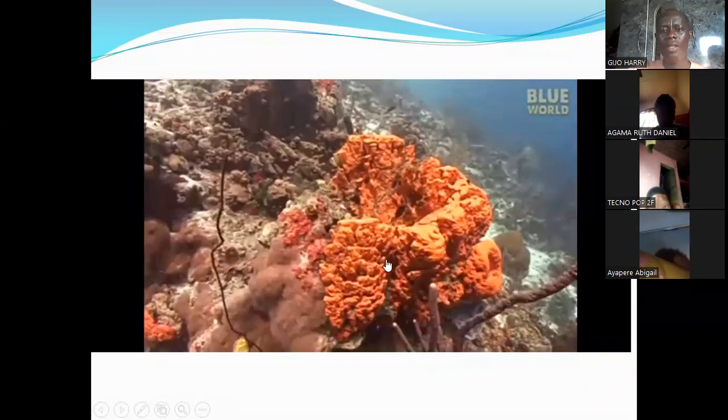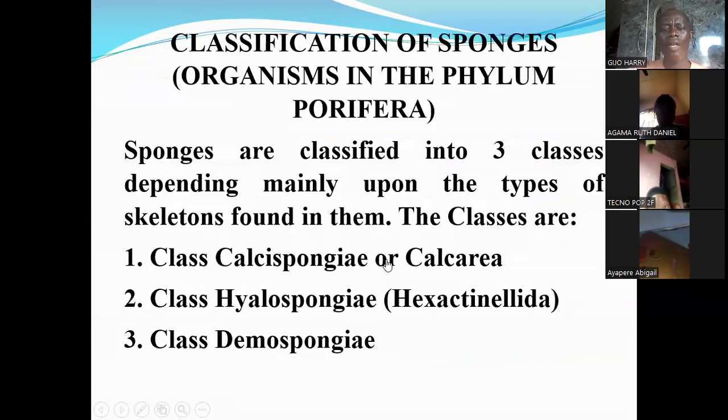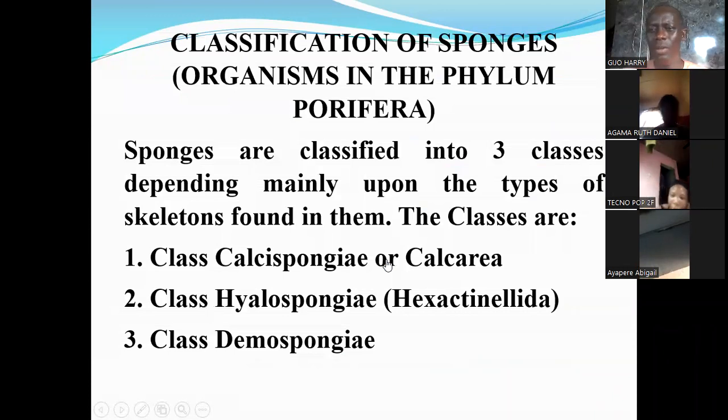So sponges are usually found at the bottom of the ocean. They are incapable of moving from one place to another. The adult sponges are incapable of moving from one place to another.